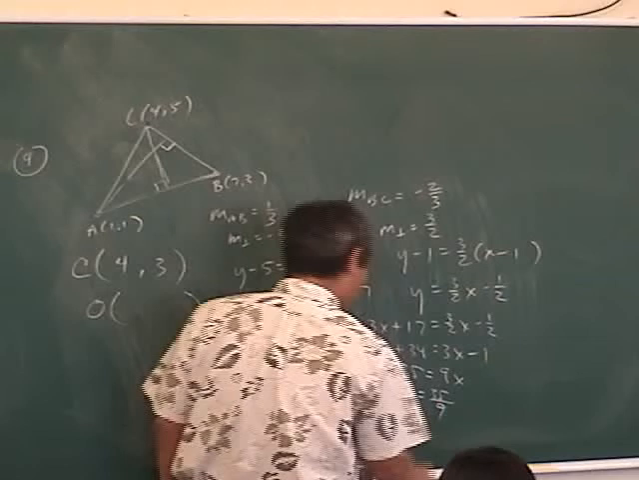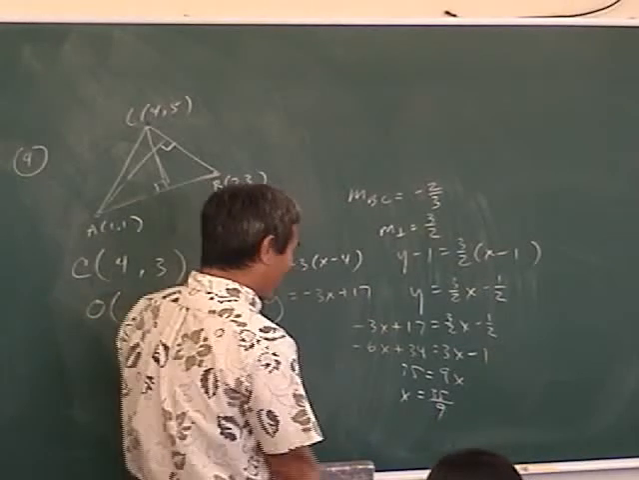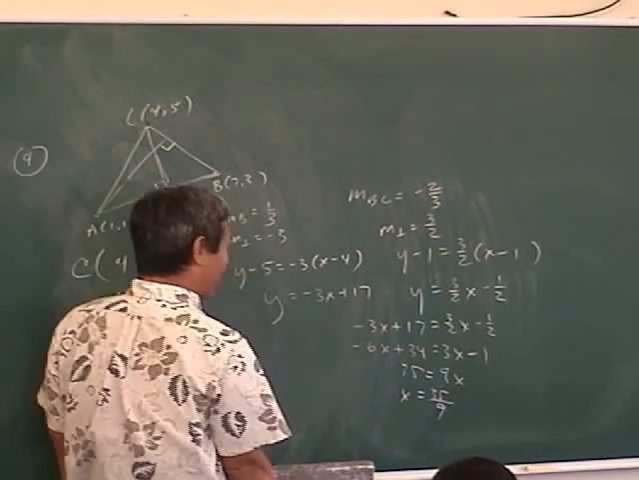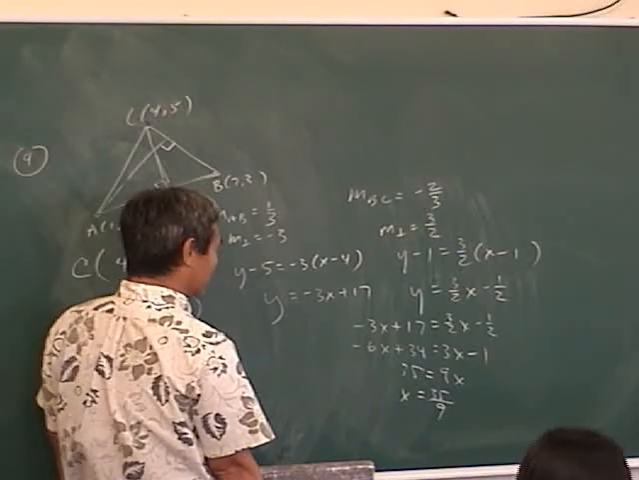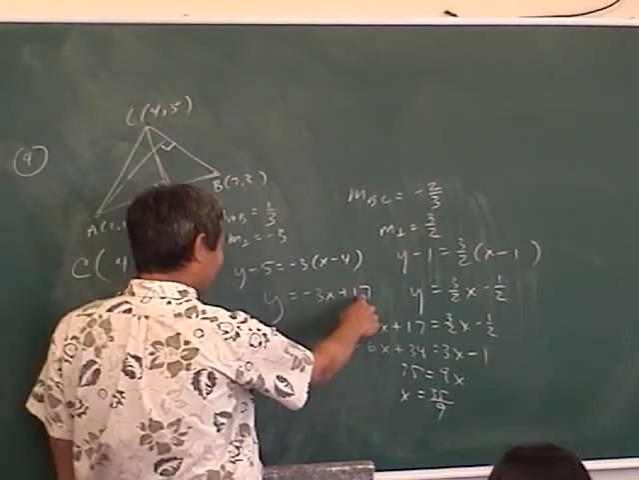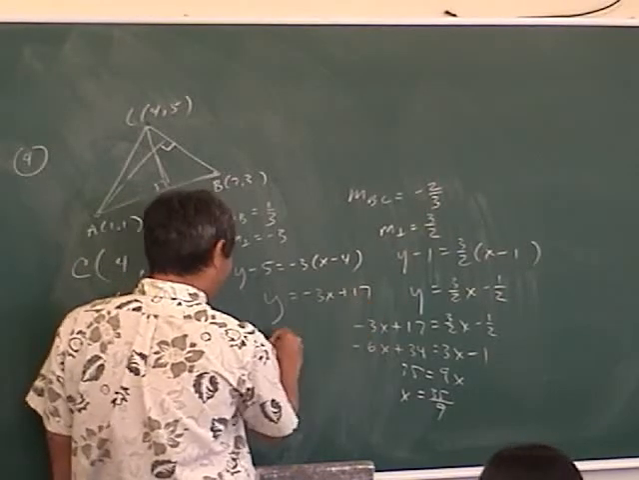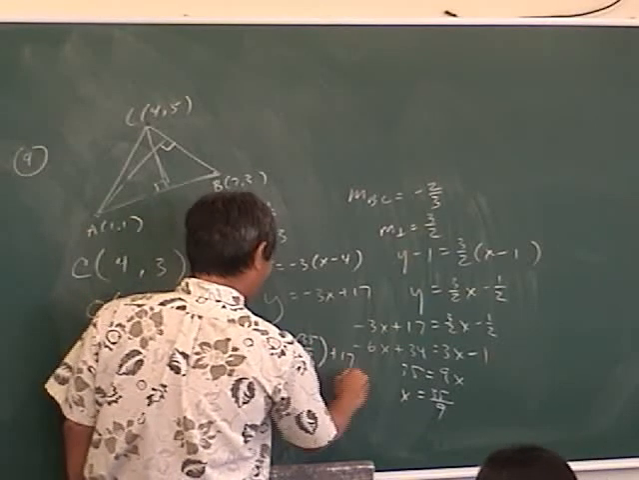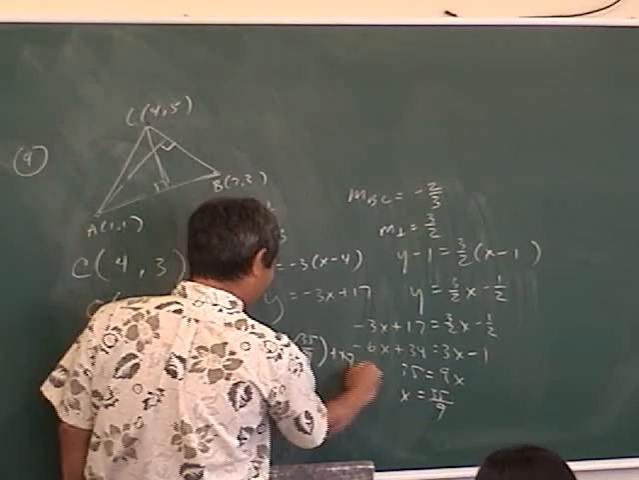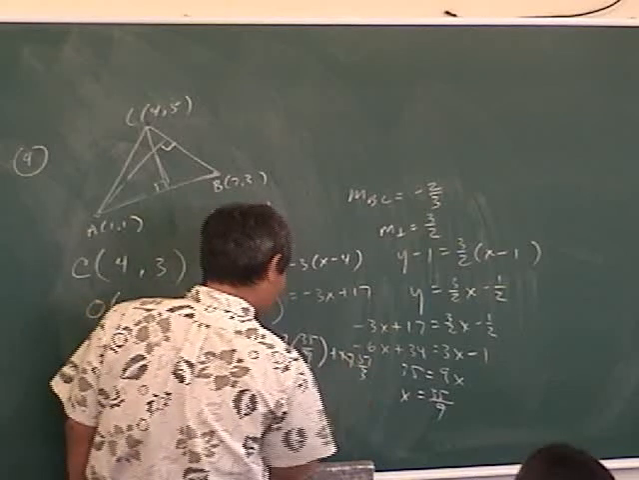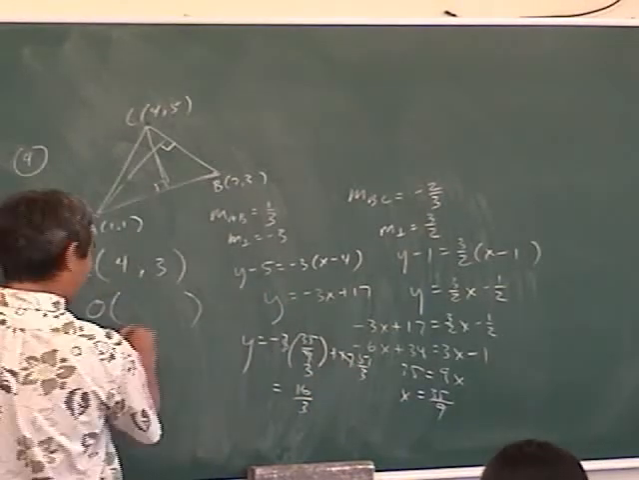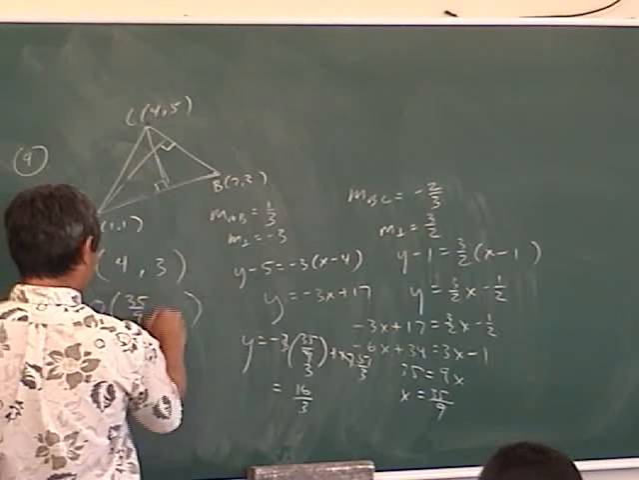Okay, now how do I figure out the y coordinate? Plug it back into one of these. I think this one is better, but they've got bigger numbers, so you better be careful. Can you guys handle 17? I think you can. y equals -3 times 35/9 plus 17. Oh, but 3 goes into 9 3 times, but 17 is 51/3, so you get, what is that, 16/3? Okay, so the orthocenter is 35/9, 16/3.